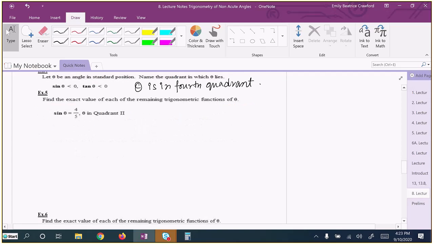Next question says that sine of theta is 4 over 5 and you are in the second quadrant. So this is what we're going to do. It's 4 over 5, second quadrant. So first you choose a point in the second quadrant.